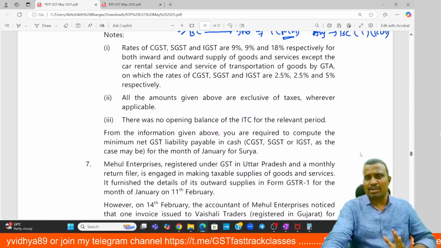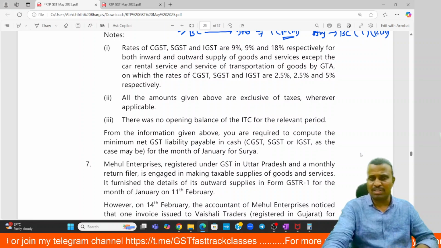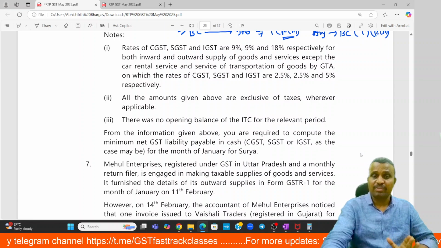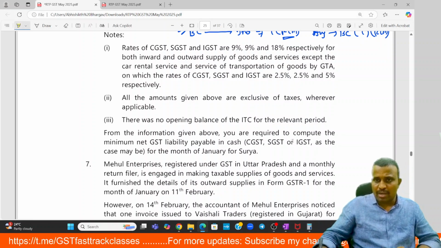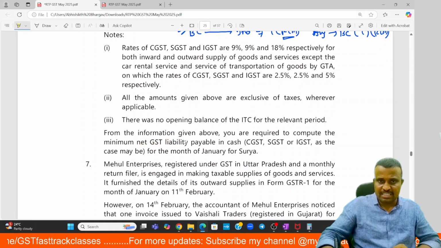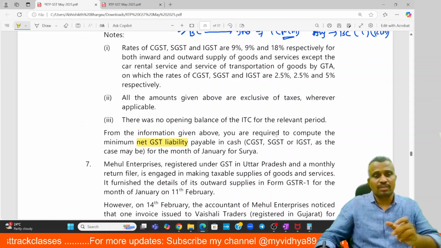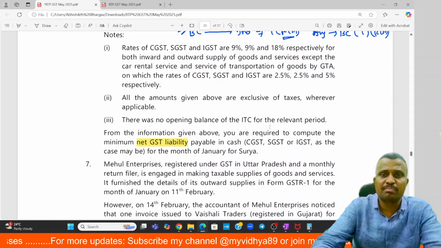All amounts given above are exclusive of taxes wherever applicable. There was no opening balance of ITC. From the above information, you are required to compute what? The net GST liability payable. Okay, net GST liability payable.